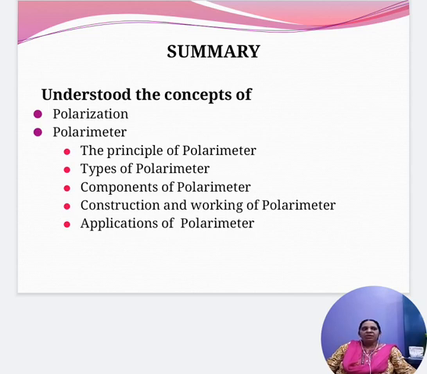Then the polarimeter. It is a scientific instrument which is used to measure the angle of rotation caused by passing polarized light through an optically active substance.